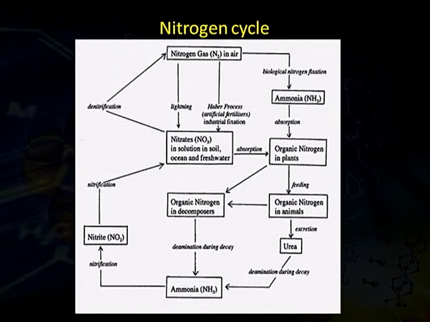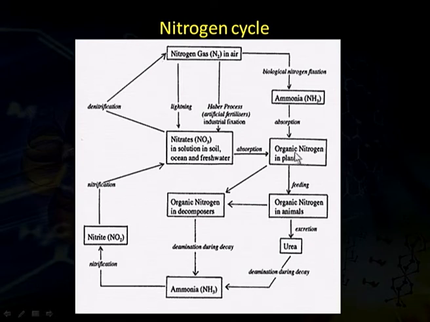The free nitrogen present in the air is converted to ammonia by biological nitrogen fixation methods which have been discussed in this lecture. Now, this ammonia is absorbed by the plants, and in plants it is in the form of organic nitrogen. These plants are eaten by the animals and this nitrogen is transferred to the animals. Now, these animals excrete, and through their excretion, nitrogen is released in the form of urea. This urea is converted to ammonia, that is deamination. During decay it is converted to free ammonia.